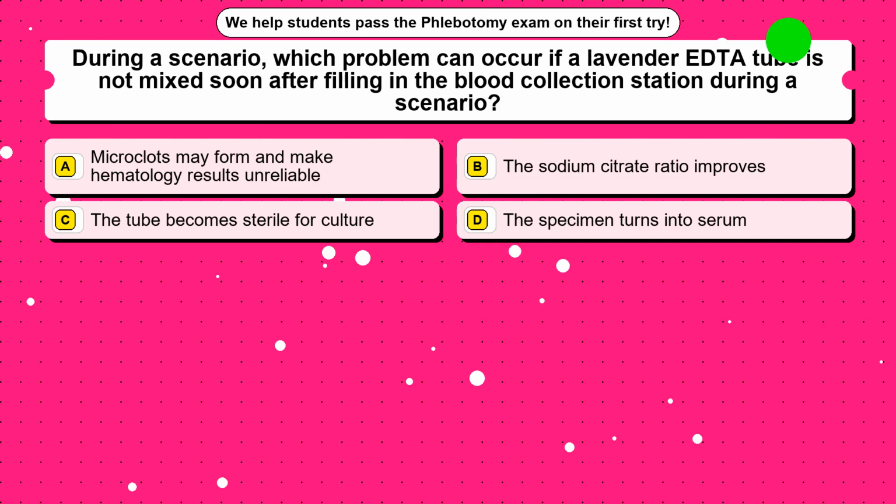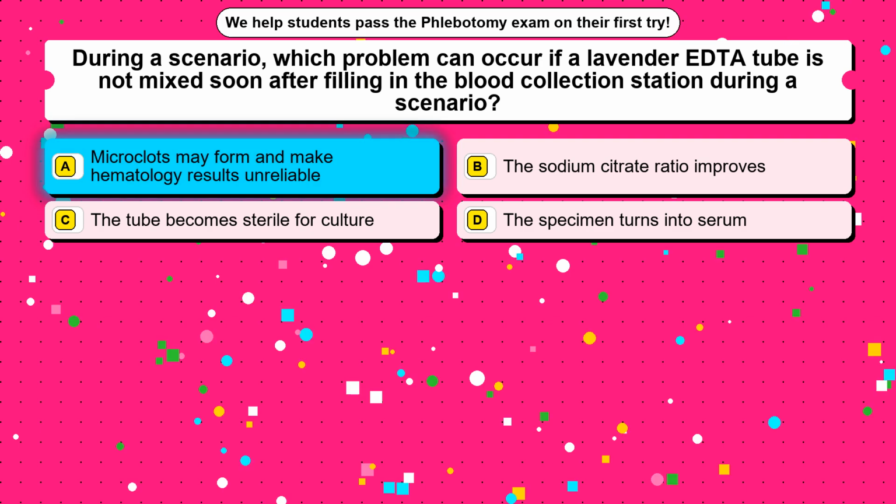Question 60. During a scenario, which problem can occur if a lavender EDTA tube is not mixed soon after filling in the blood collection station? Option A, microclots may form and make hematology results unreliable. Option B, the sodium citrate ratio improves. Option C, the tube becomes sterile for culture. Option D, the specimen turns into serum.